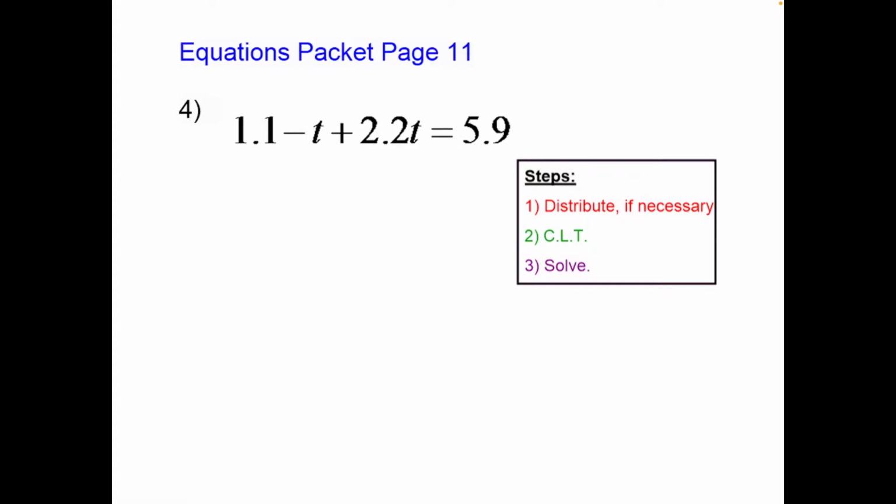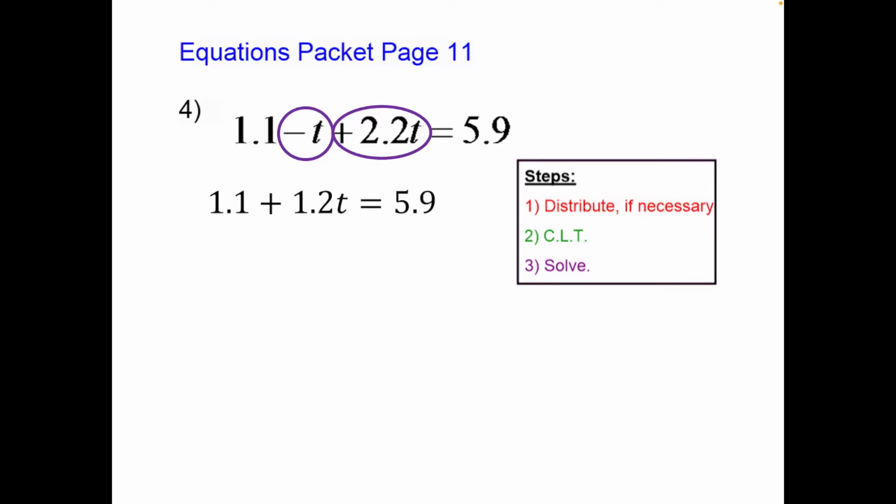Number 4, 1.1 minus t plus 2.2t equals 5.9. Steps. Number 1, distribute if necessary. Number 2, combine like terms. Number 3, solve. In this example, we do not have to distribute, so we'll move to the next step, which is combine like terms. The like terms here are negative t and positive 2.2t. Remember that the negative t is really negative 1, so we're doing negative 1 plus 2.2, which gives us 1.2t. We bring down all the other parts of the equation, which gives us 1.1 plus 1.2t equals 5.9.